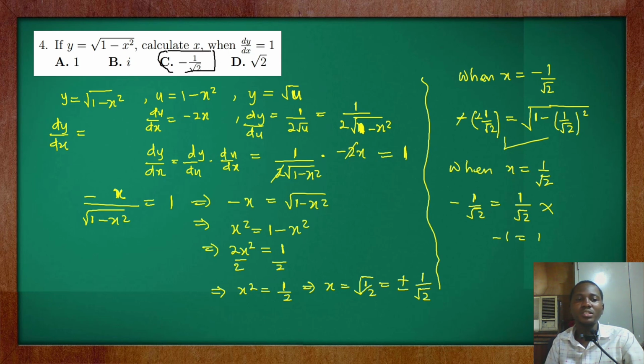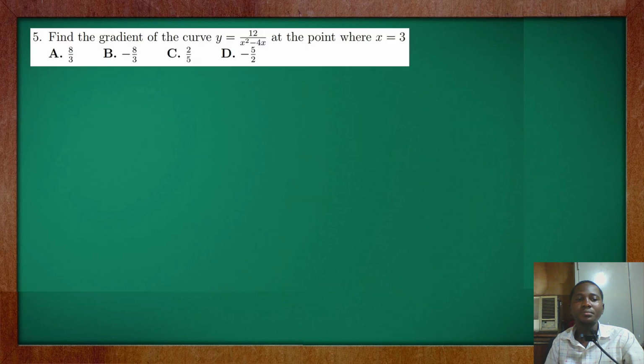So let's move on to the next question. Okay, in this question they said find the gradient of the curve y to be equals to 12 over x squared minus 4x at point x equals 3. Okay, so we have to find the gradient. For us to find the gradient, first thing is that we find the derivative. Okay, since we know that derivative will help us to find the gradient. Derivative is just still the same thing as the slope. Okay, that's the approximate slope at a particular point.